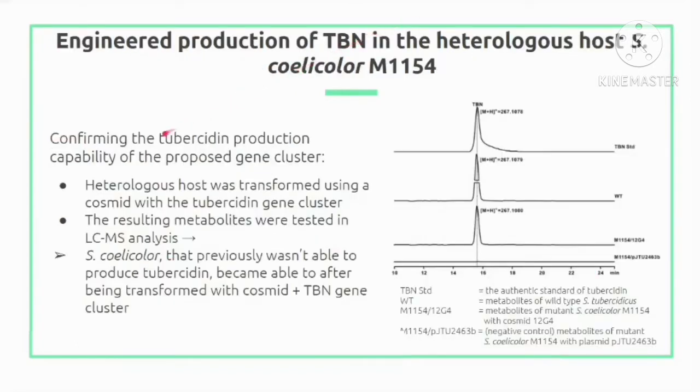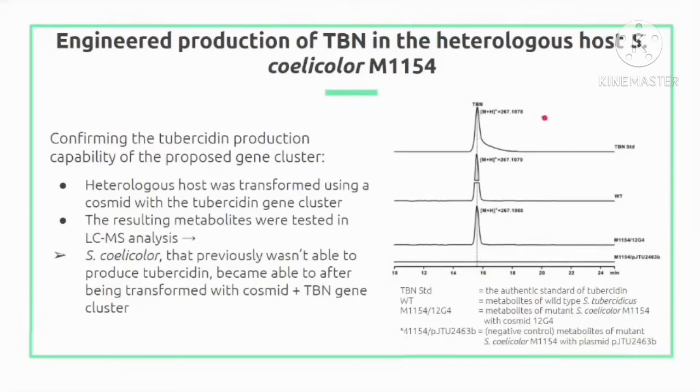To confirm the tubercidin production capability of the proposed gene cluster, a heterologous host was transformed using a cosmid with the tubercidin gene cluster. The resulting metabolite was analyzed in the following LC-MS analysis. The first result is the authentic standard of tubercidin, so that we will know what tubercidin looks like. The second is the metabolite of the wild type S. tubercidicus. The third is the metabolite of the mutant S. coelicolor that we are investigating, and the fourth is just a negative control.